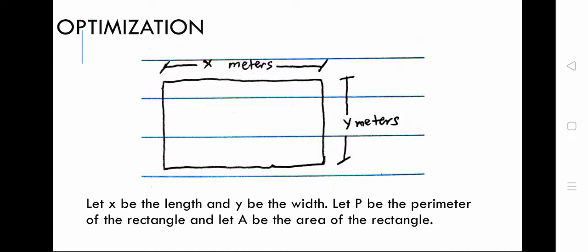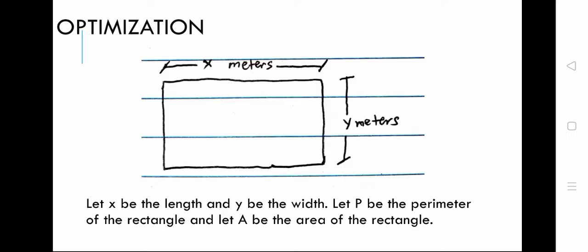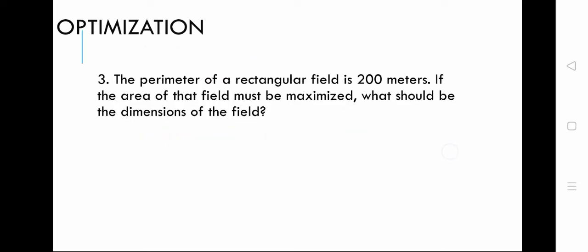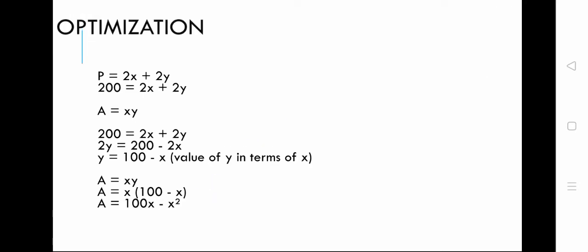Let P be the perimeter of the rectangle, and let A be the area of the rectangle. So, setting up the equations, we'll now have P is equal to 2x plus 2y. So, galing siya sa alam na nating formula ng perimeter, which is 2 length plus 2 width. So, yun. Kaya we'll now have P is equal to 2x plus 2y. Since may alam natin yung perimeter, which is 200 meters, let's substitute it. We'll now have 200 equals 2x plus 2y.